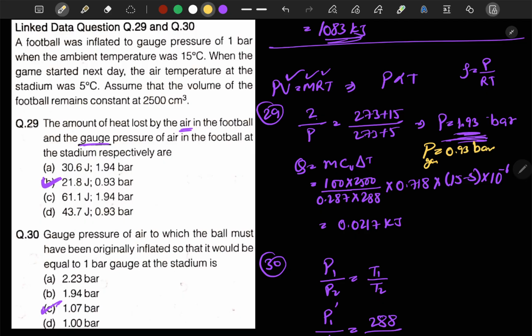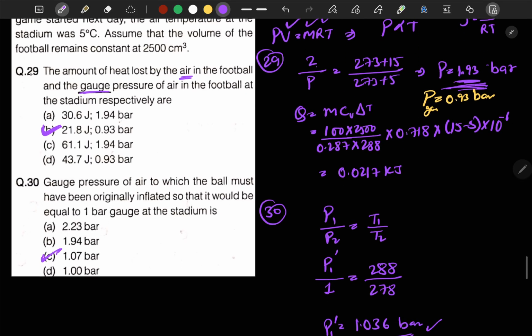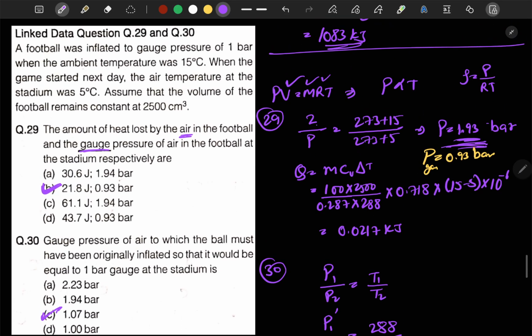Similarly here also, initially we have taken P to be 100. Here we should take it 200. So the answer would be 43.4. Okay, so this should be the correct option.